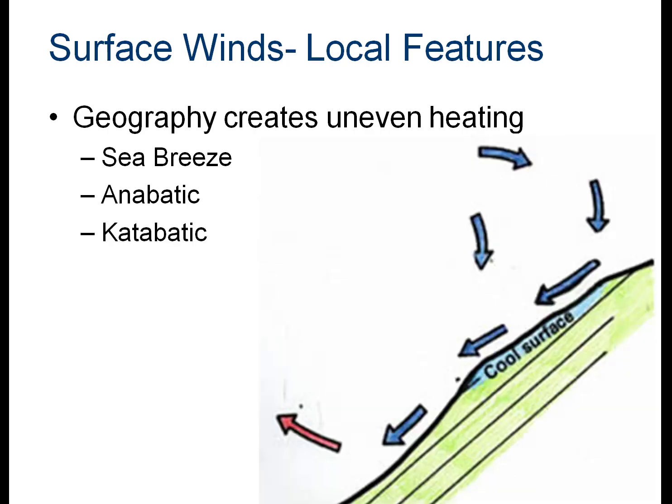We can also get a Catabatic Flow, which is essentially a cold surface like an Arctic surface or the Rocky Mountains in the winter can cool air and make it fall down to the ground.